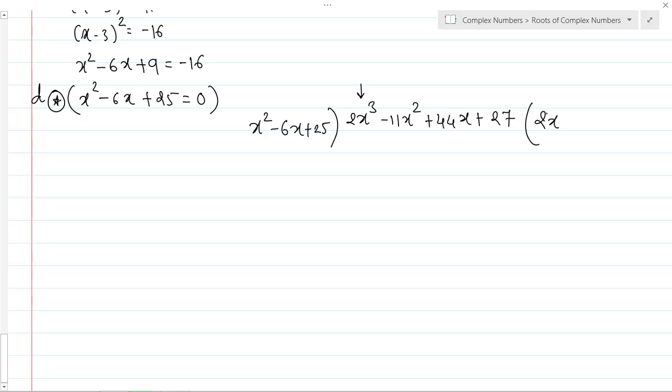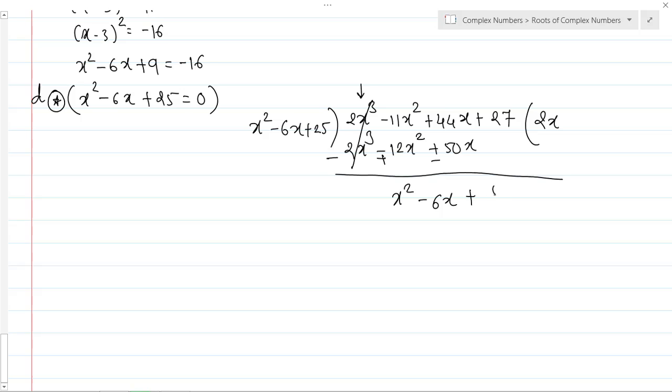So now let's multiply this 2x with this. So you will be having 2x cube minus 6x plus 2x becomes minus 12x square. Then we have 2x plus 25, ये हो गया मेरा 50x. Okay, now let's subtract this. So minus minus minus plus minus, ये cancel हो गया. So we'll be having x square, single x square, and यहाँ पे आ गया मेरा minus 6x. So let's take that 27 down directly.